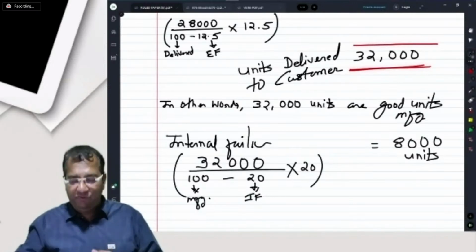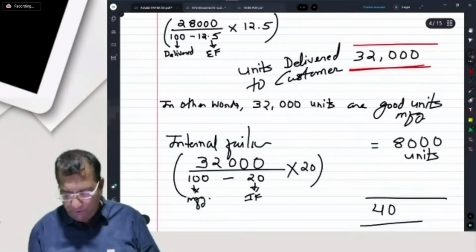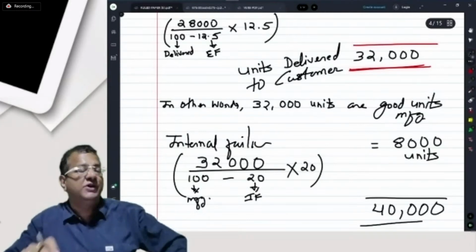8,000 units is the internal failure. So the total units I have manufactured during the period is 40,000 units.